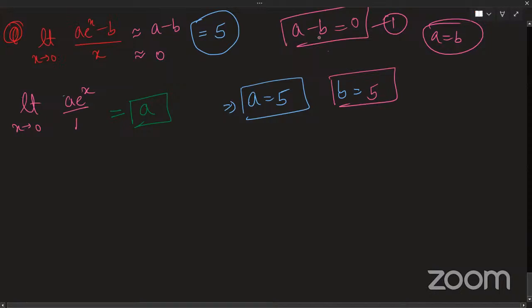Sir, is the derivative of b 0? b is a constant, right? Any constant value, its derivative is 0. Okay, sir. You have any constant value, its derivative will be equal to 0. Great.